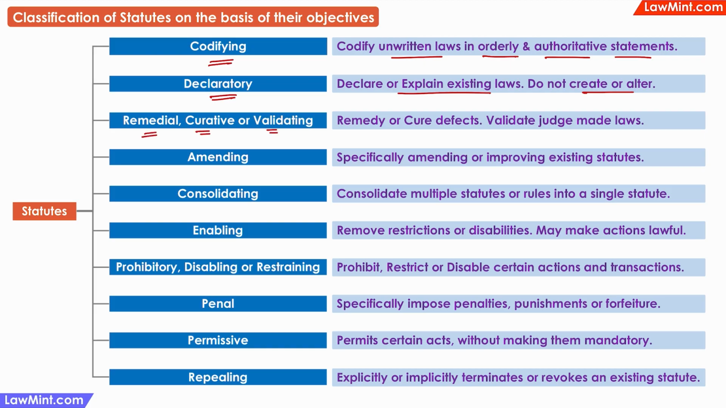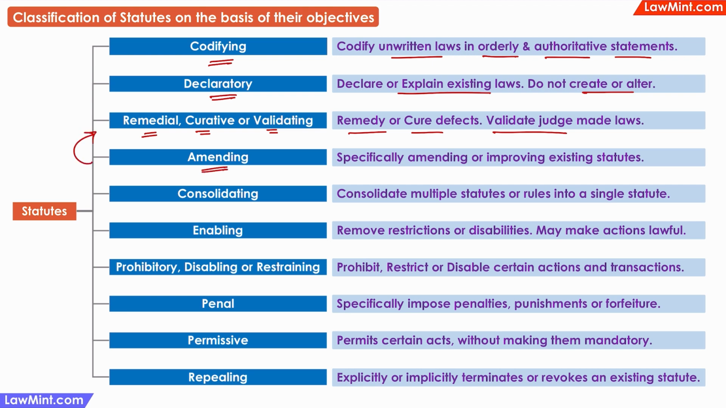Remedial, curative, and validating statutes remedy or cure defects in existing laws without making substantial changes. They may also validate judge-made laws or judicial precedents by including them in the statutes. For example, the Companies Amendment Act of 2015 was introduced to simplify the procedures and remove some of the ambiguities in the previous Companies Act of 2013. The new 2015 Act provided several amendments to cure the defects and clarify the provisions of the older 2013 Act.